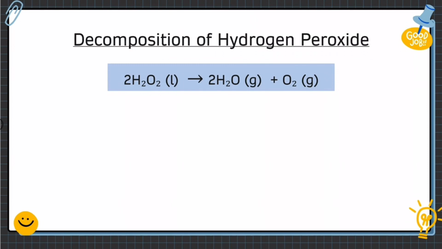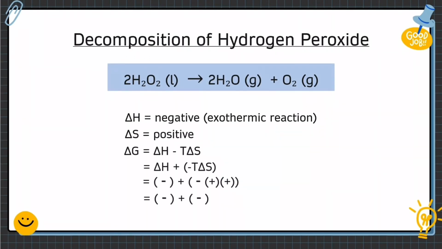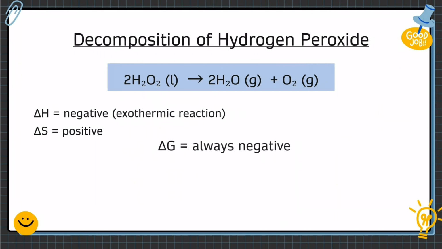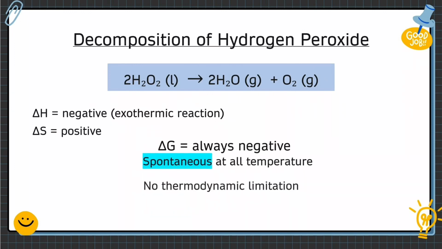The decomposition of hydrogen peroxide is an exothermic reaction, which gives the value of delta H as negative. Meanwhile, the delta S value is positive due to decomposition of liquid hydrogen peroxide to oxygen gas, which is more disordered. Based on the Gibbs free energy equation, the value will always be negative, which means that the reaction is spontaneous at all temperatures, and hence there is no thermodynamic limitation.